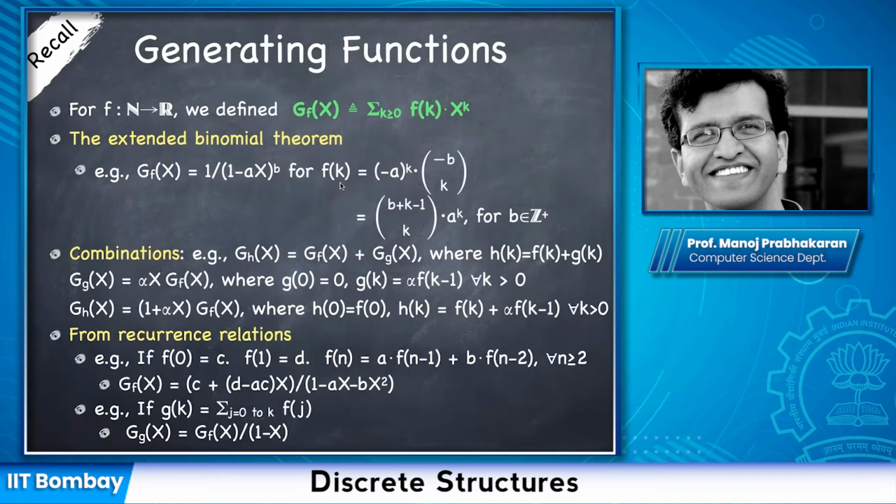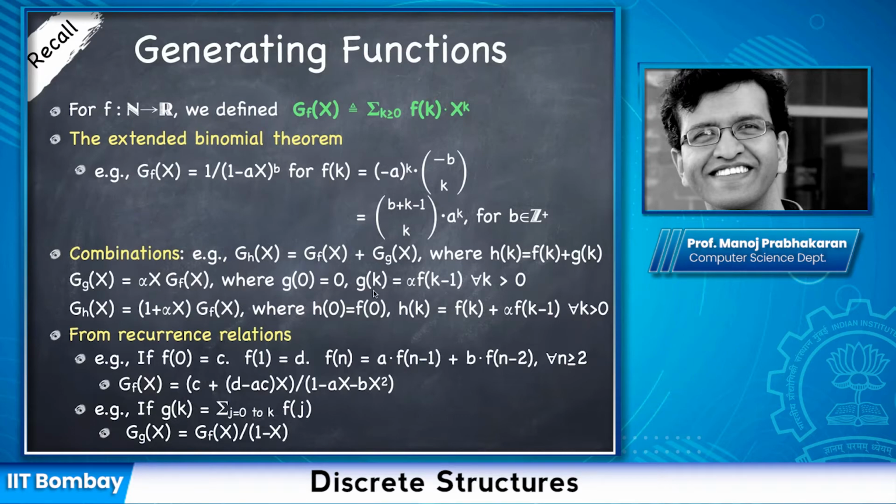You could get more generating functions for more functions by combining various generating functions. For instance, if your function is of the form f plus g, then its generating function is simply the sum of the generating functions of f and g, because the coefficients of x to the power k add up in these two expressions. You could also, of course, multiply by constants. You could also multiply by powers of x.